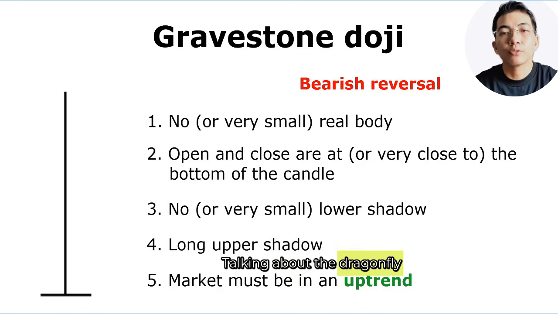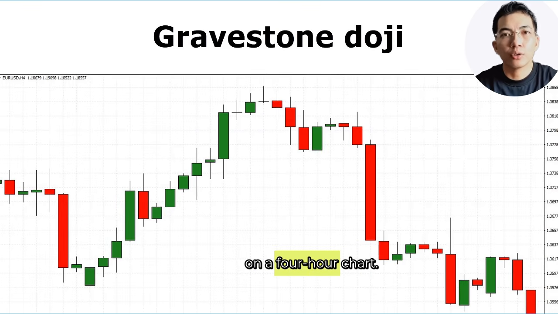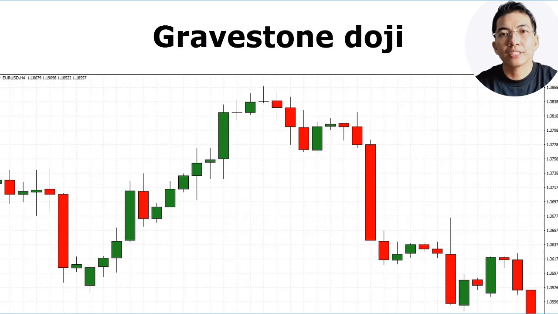Talking about the dragonfly doji, we have said that it looks like a hammer. What about the gravestone doji? It's definitely a shooting star without a real body. You can also see that the gravestone doji appears during an uptrend, just like the shooting star. Here we have euro-dollar on a 4-hour chart. I give you 5 seconds to look for the gravestone doji. Okay, here we have the gravestone doji.